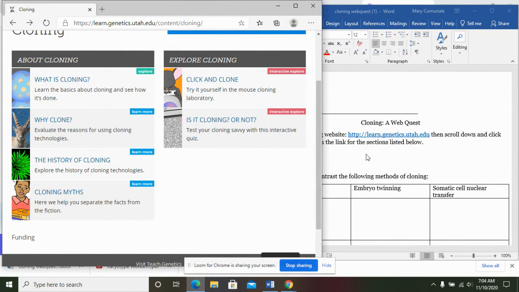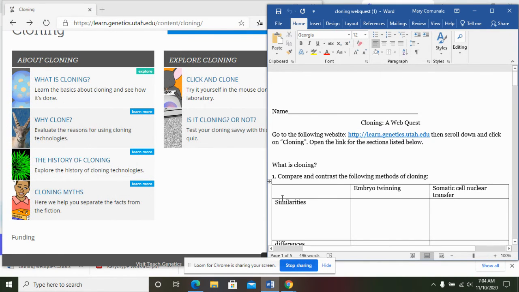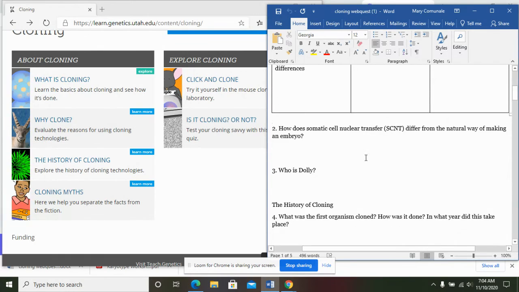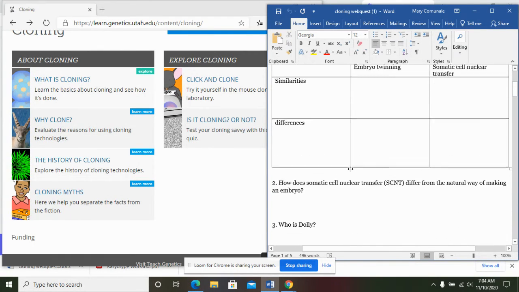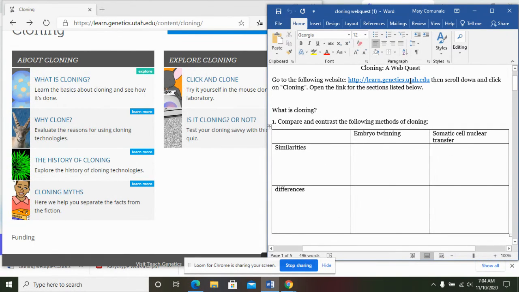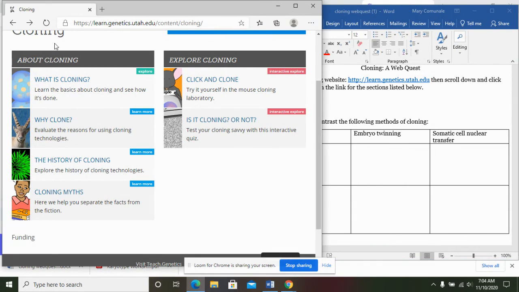Hey guys, today you're going to do a cloning WebQuest, and it looks like there's a lot going on, but there isn't. It says it's 5 pages if you look at my document here, but there's a lot of spaces in there. You're going to be going to this website up here at the top, and this is a website that you have actually been to before.